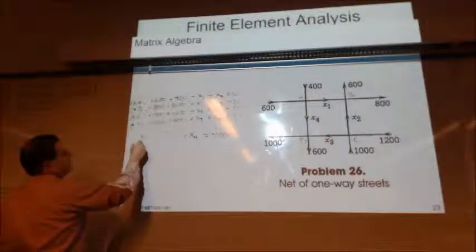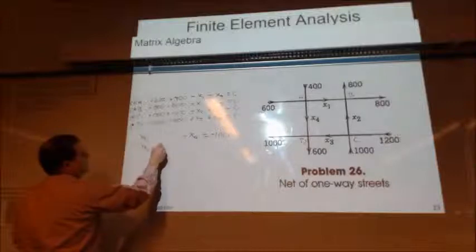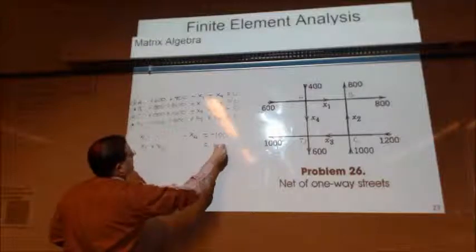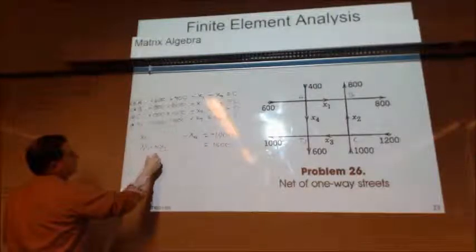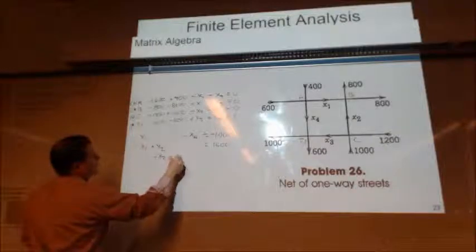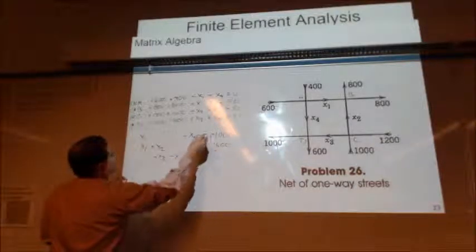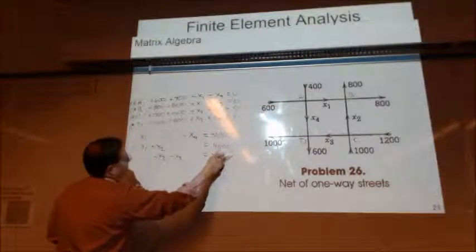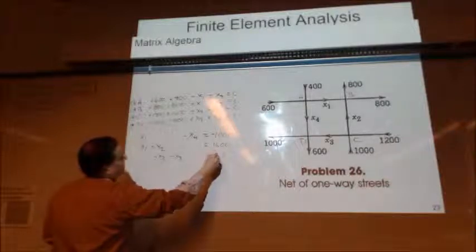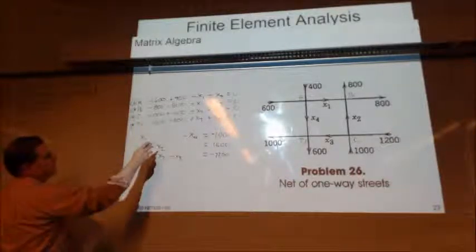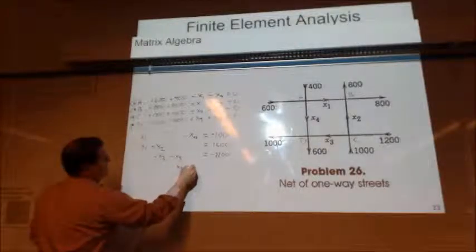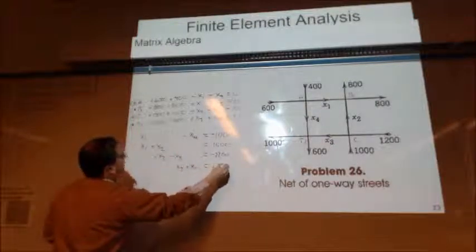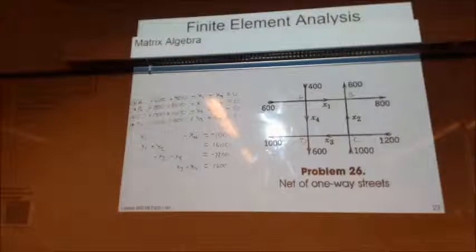And so then this is going to be x1 plus x2 equals what, 1,600? Minus x2 minus x3 is what, minus 1,400, is that right? No, 2,200. Now I got x3 plus x4 equals 1,600, right? Did I get that right?